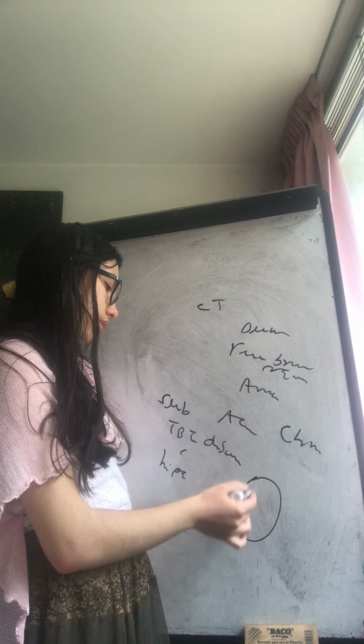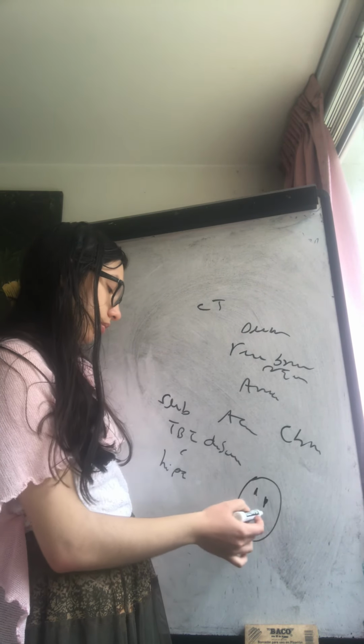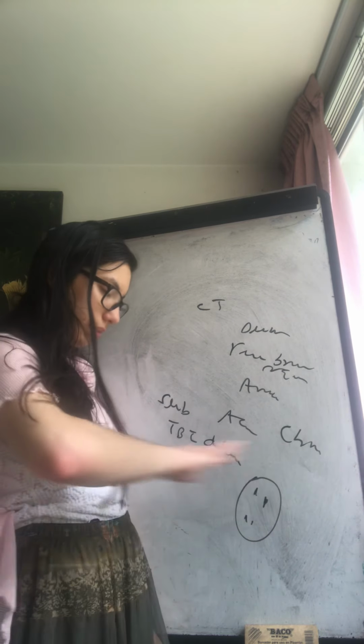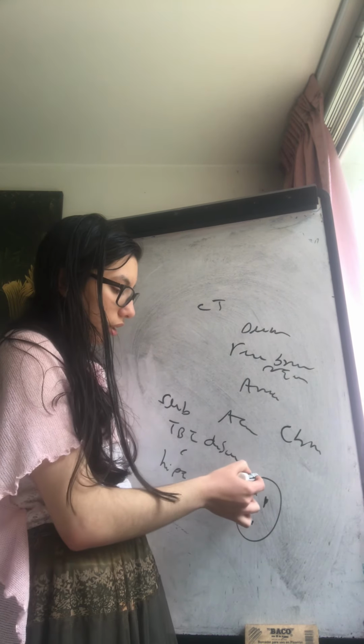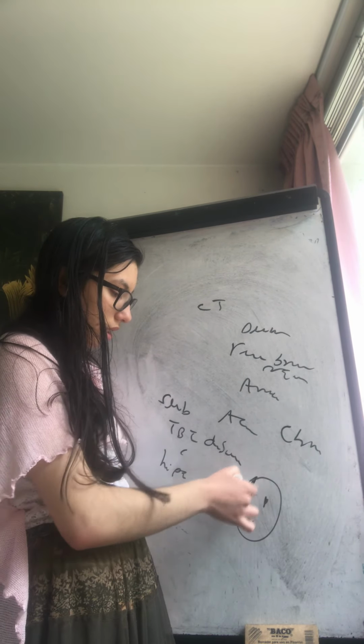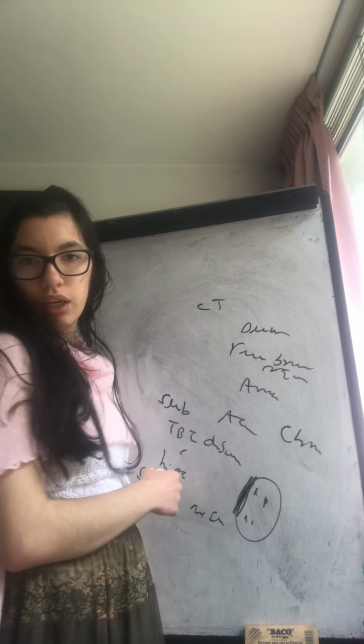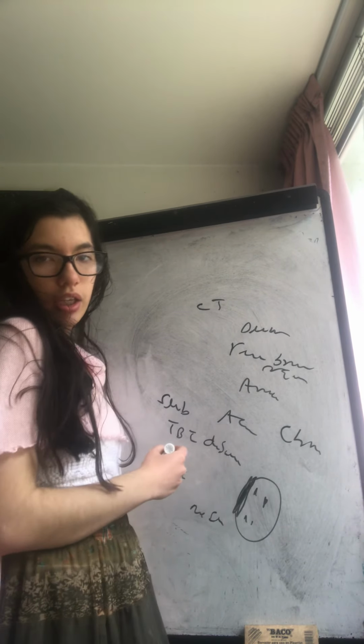So here we have, let's say, a transverse section of the brain. We will see something like this. And the treatment could be surgical or non-surgical. If it is surgical, we mean the craniotomy.